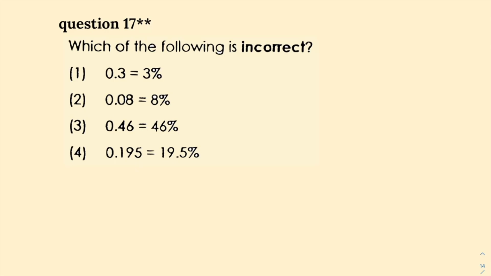Which of the following is incorrect? Let's start with option number 1, shall we? 0.3. Let's write that as 3 over 10, which is true. 3 over 10 happens to be 30%. It is not 3%, so A, number 1 is wrong.